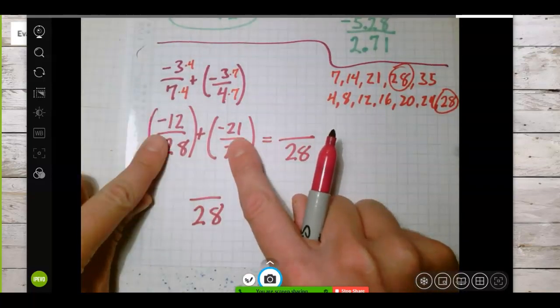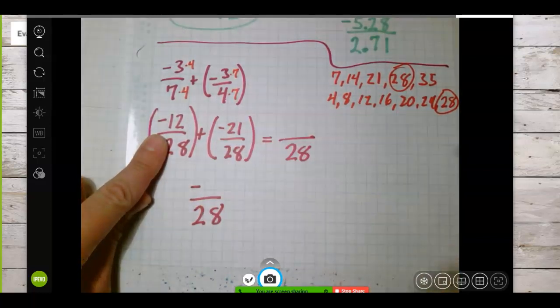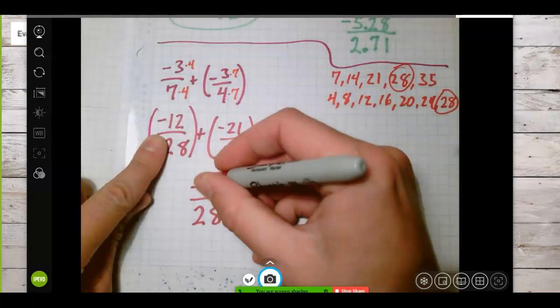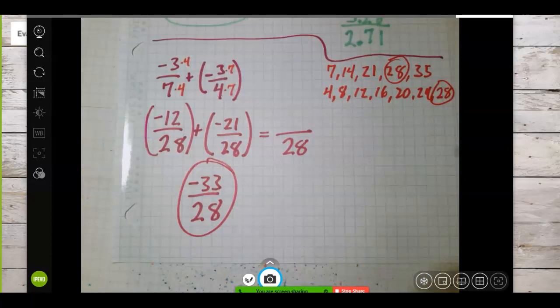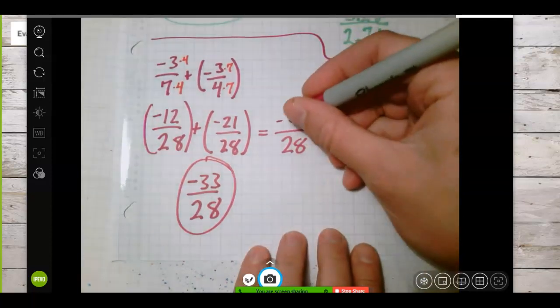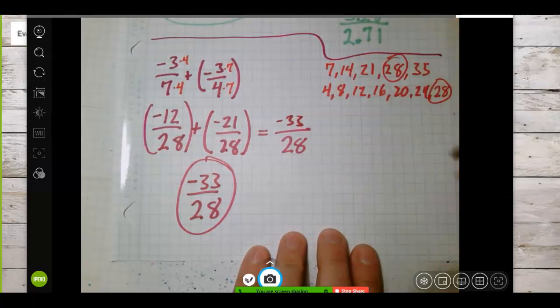Negative 21, negative 12 gives us a bigger negative. 21 and 12 is 33. Negative 33. Yeah, negative 33. There we go. Or we could write it out here. I don't know why I wrote the 33 so small.